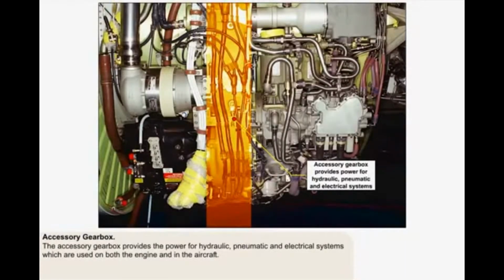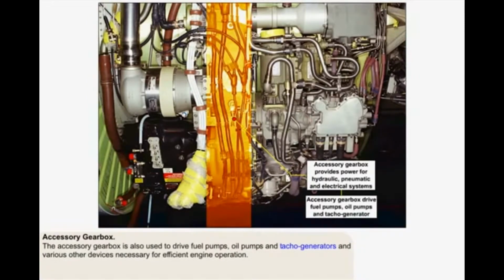The accessory gearbox provides the power for hydraulic, pneumatic, and electrical systems which are used on both the engine and in the aircraft. The accessory gearbox is also used to drive fuel pumps, oil pumps, and tacho generators and various other devices necessary for efficient engine operation.